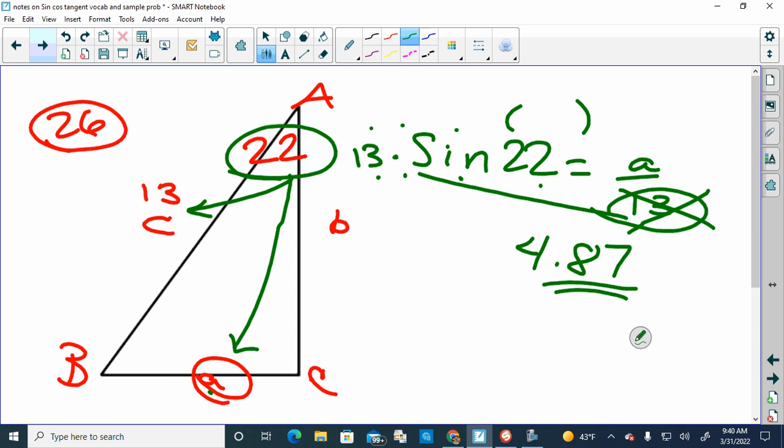Anybody need help finding that? Okay, so that was our last one.